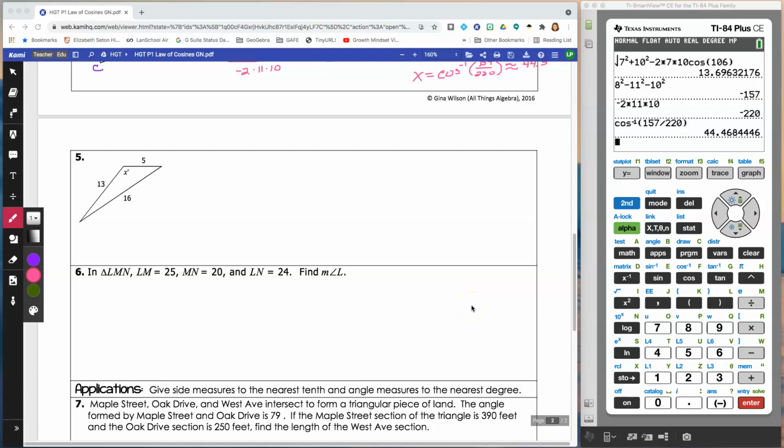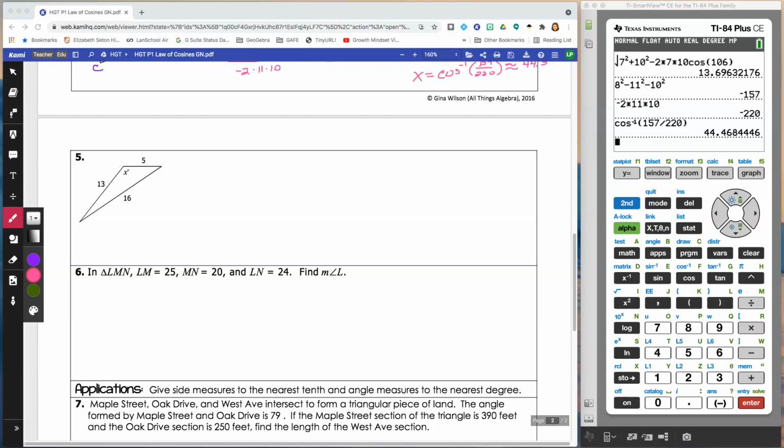Welcome back to using the law of cosines to find an angle measure in an oblique or non-right triangle. So in example 5, we are given three side lengths for a triangle and we're asked to find one of the angles. And because of this particular situation, the only way that we can solve this is to use the law of cosines.